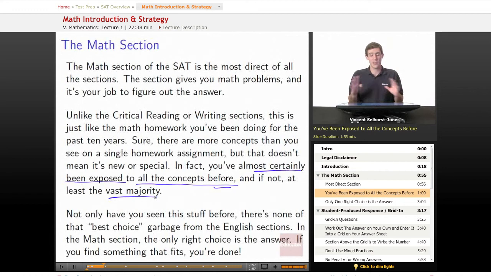And also, I think this is great, you don't have to worry about that best choice garbage. Remember in the English section, you have to choose the best choice? Well, in the math section, there's just one answer. You choose the answer, and that's that. You don't have to worry about thinking, well, this one kind of works, but maybe there's one that works better. As soon as you find one that works, you're done. So I think that's really nice.